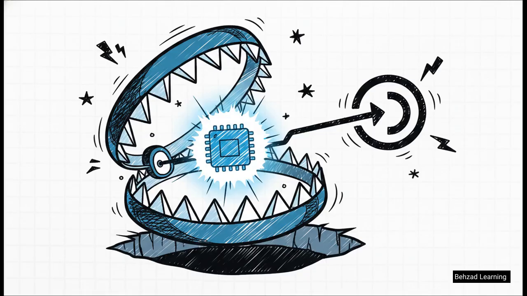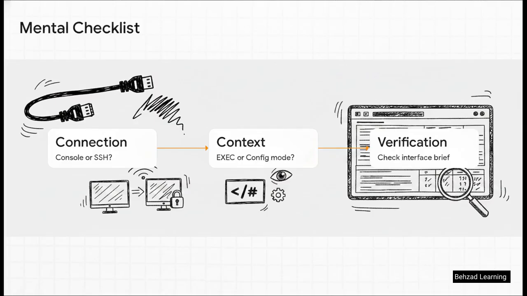Don't forget it. So going forward, here is your rock-solid, repeatable mental checklist. Step 1. Connection. Are we totally offline? Grab the console cable. Otherwise, use secure SSH. Step 2. Context. Always look at your prompt to know if you're just viewing things or actively configuring. And step 3. Verification. Always start your troubleshooting with show IP interface brief to get the lay of the land before you do anything else.